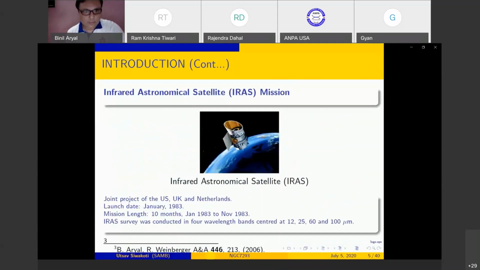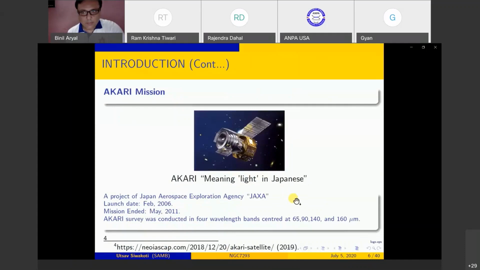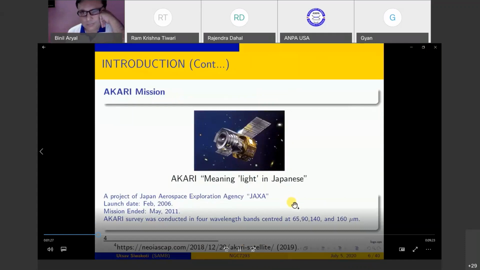We use the data from IRAS, a joint project of the US, UK and Netherlands, launched in January 1983. This was a 10-month mission that lasted till November 1983. We also use the data from Akari. Akari in Japanese means light, and this was from JAXA. It was launched in February 2006 and the mission finally ended in May 2011.